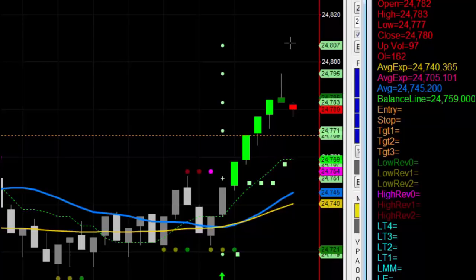SubZero is very unique. It's one of the new setups in the Spotlight Power Trader family of trades.